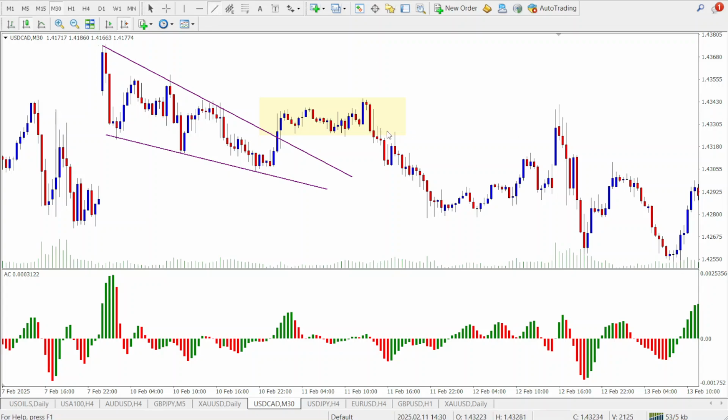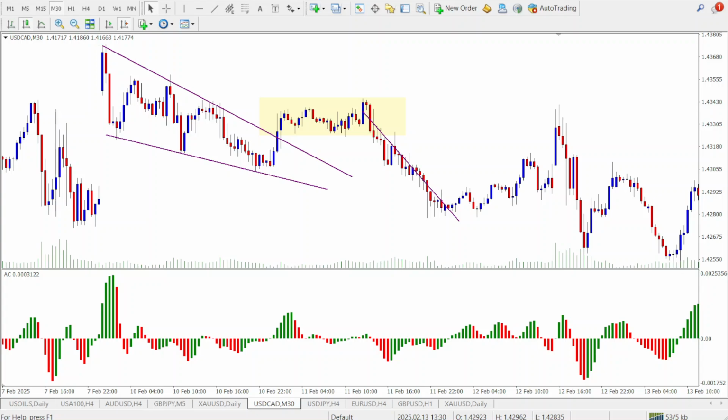So whenever you have the AC change color at first in one direction, for example in the upside, above the zero level, and then you notice that the histogram bars are getting short, watch out, there could be a bearish breakout or a bearish reversal. So just pay attention to what price action sees next, but ensure that you follow price action.